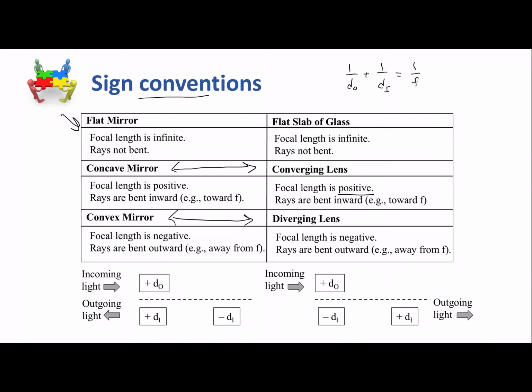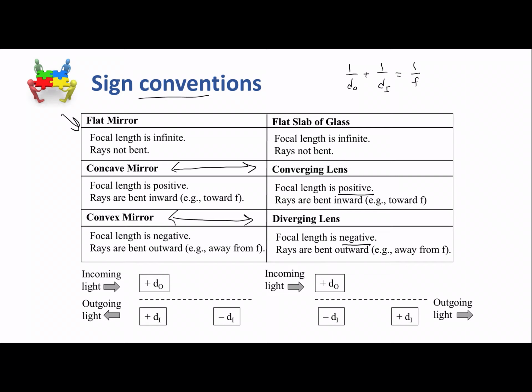So the focal length for a converging lens is always positive. It's really important to plug it in that way in the equation. The focal length for a diverging lens is always negative. It's very important not to drop that negative sign. It's going to have enormous repercussions. If you drop the negative sign, you're not going to get the right answer.